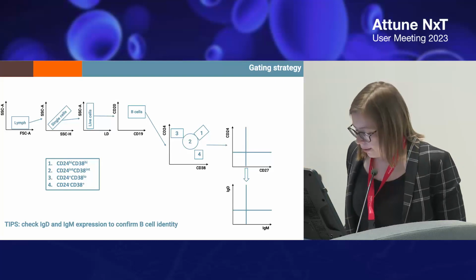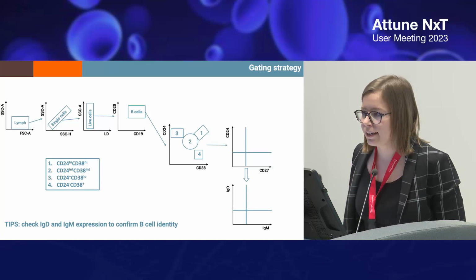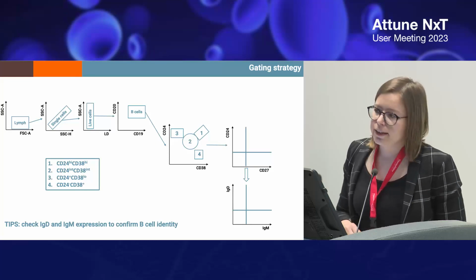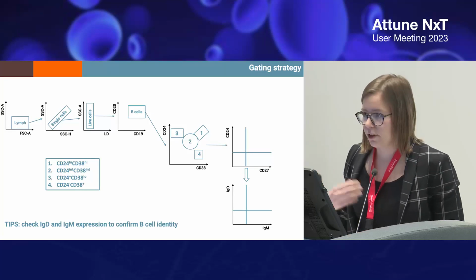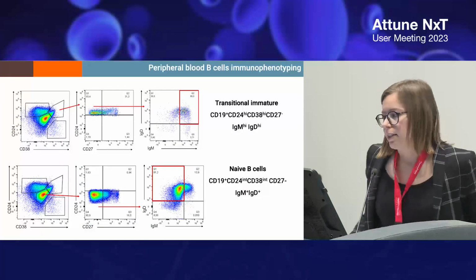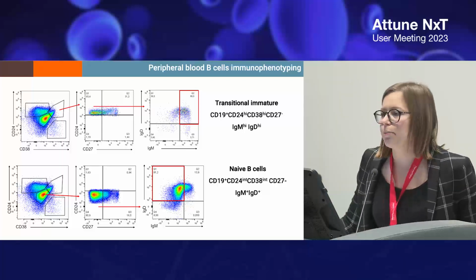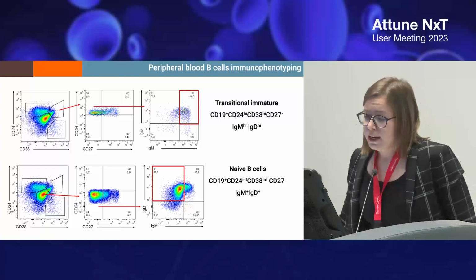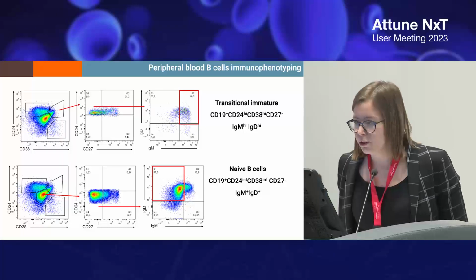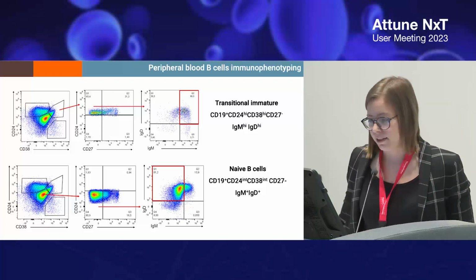CD27 is a characteristic of mainly memory B cells, but to confirm the identity of all these subsets, we also use IgD and IgM expression, because the expression of these immunoglobulins is differential in all these subsets. So this is just an example of how to correctly identify and set the gate to study transitional, immature and naive B cells. For transitional immature, you have to put the gate on this quite little population that expresses high levels of CD24 and CD38.